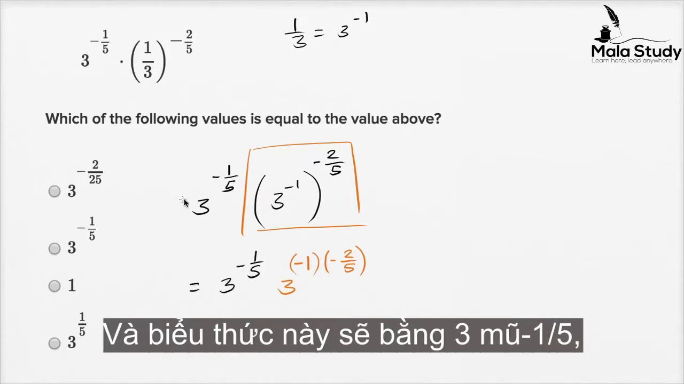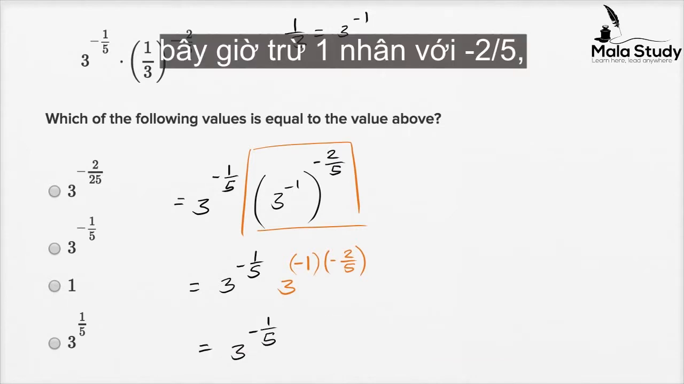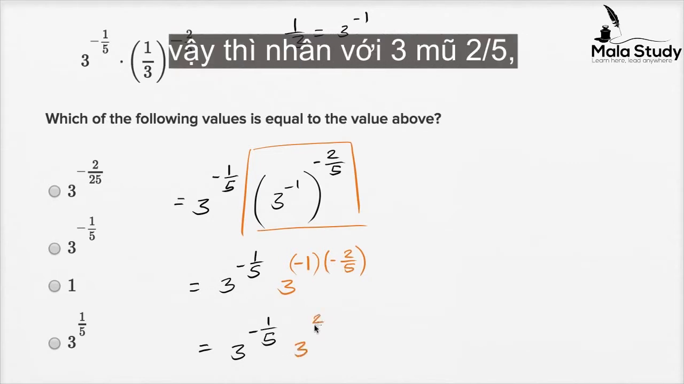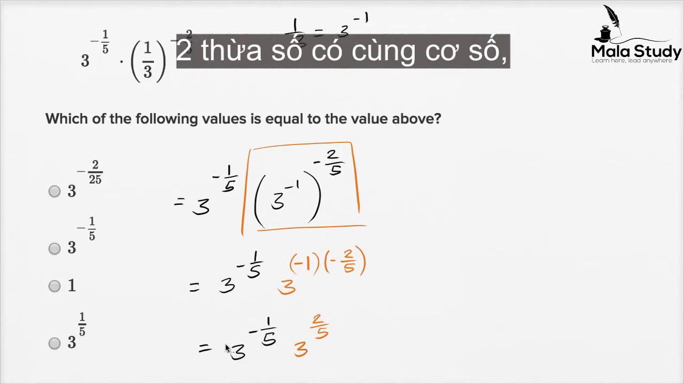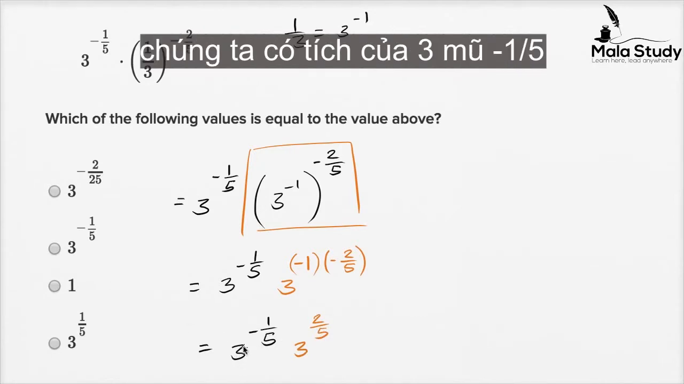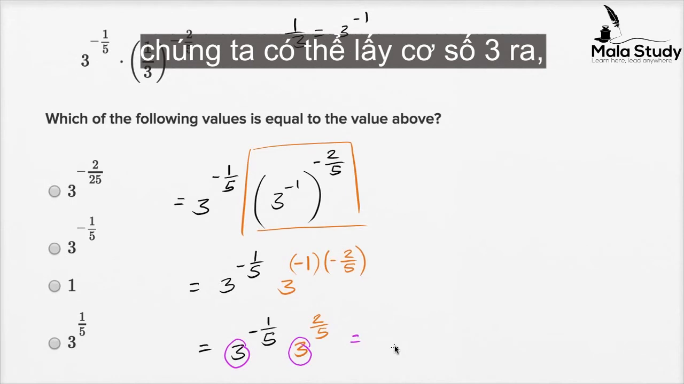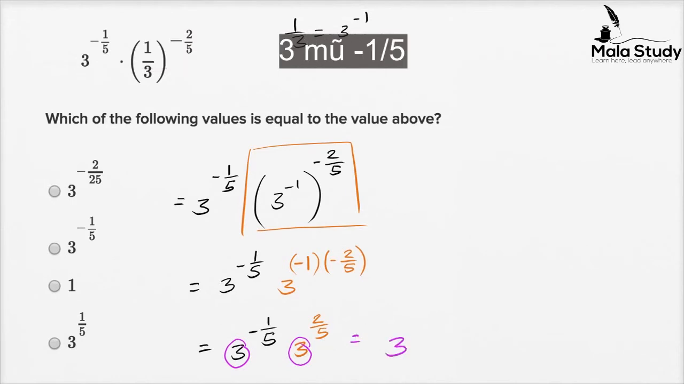And so this is going to be equal to 3 to the negative 1/5 times, now negative 1 times negative 2/5, that's going to be positive 2/5. So times 3 to the 2/5. And now we have a situation where we have the same base. We have the product of 3 to the negative 1/5 times 3 to the positive 2/5. This is going to be equal to, we can take our base 3, it's going to be 3 to the negative 1/5 plus 2/5 power.